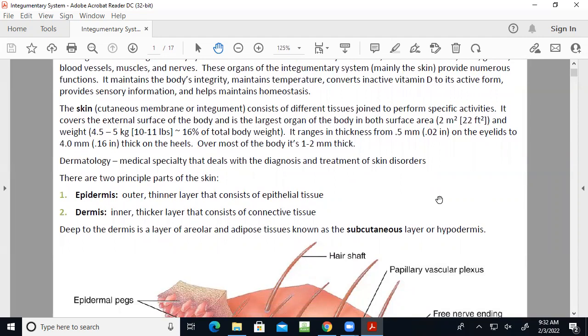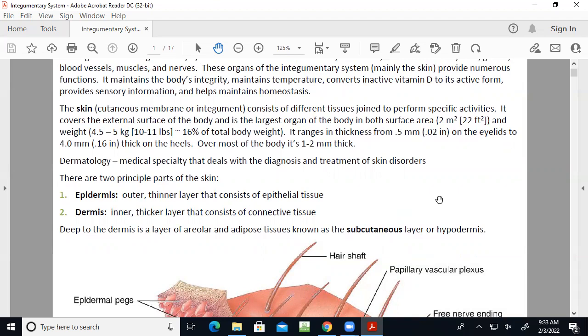Overall, the organs of the integumentary system, and mainly we're talking skin here, provide us with numerous functions. That includes maintaining the body's integrity, maintaining temperature, converting inactive vitamin D to its active form, and providing sensory information, telling us when we're hot, when we're cold, when we're itchy, when we touch something hot or painful. And overall it helps maintain homeostasis, or balance, in our internal environment.